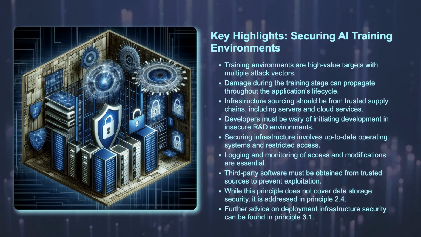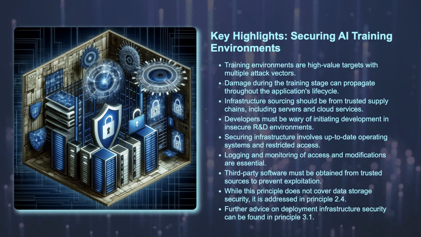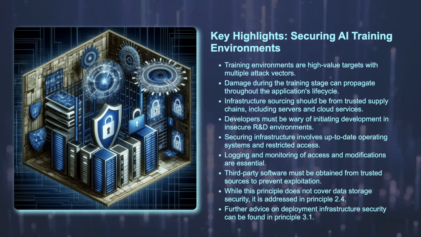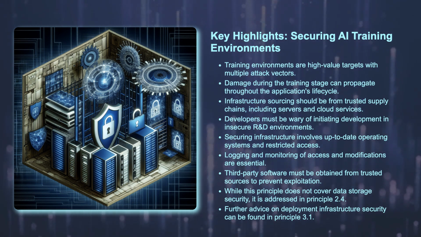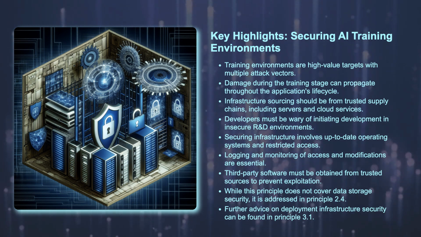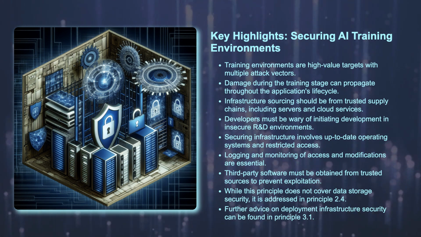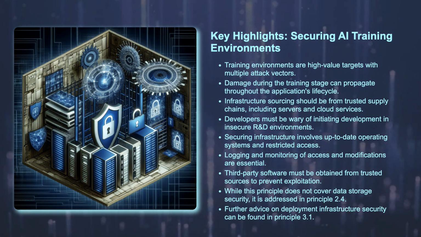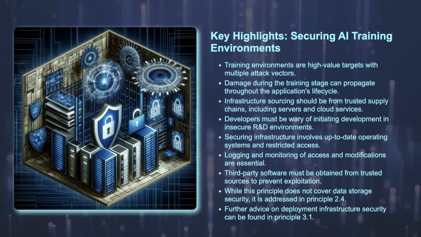Developers should understand that initiating development in a less secure research and development (R&D) environment could create attack vectors that could be exploited in production. For example, an adversary could use information about model architecture following reconnaissance of an insecure environment to develop a surrogate model that could be used to develop attacks against a production version.